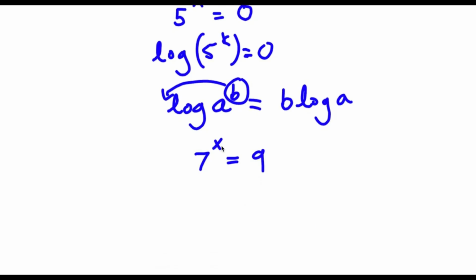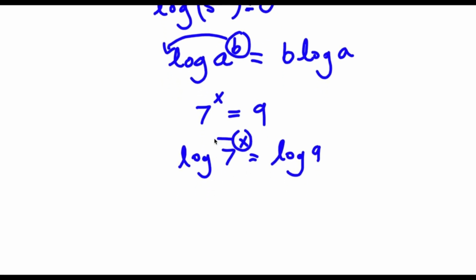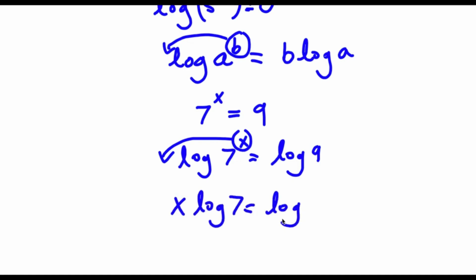Well, before using this property, first off, x, as you see, this is an exponent. And we can't really do much when x is an exponent because it's really hard to solve for x, in this case especially, because this x is going to be a decimal. So by using this property, we first have to take the log on both sides. And then we can use this property by moving x to the front. So we have x times log 7 is equal to log 9.